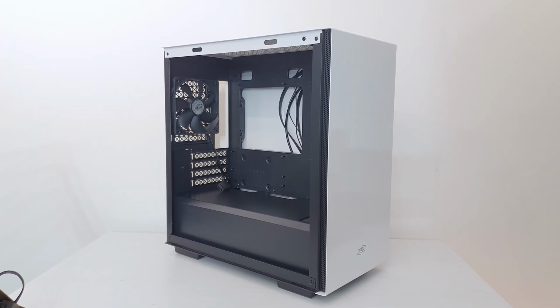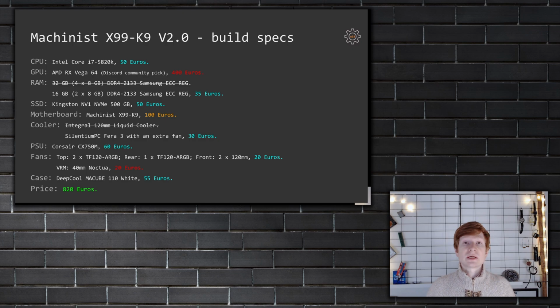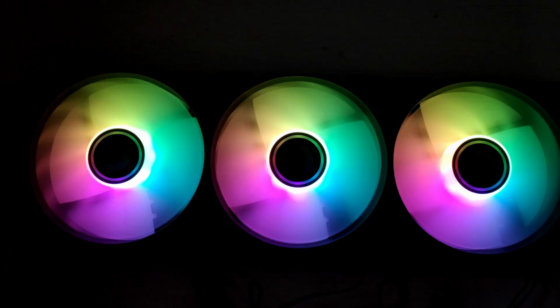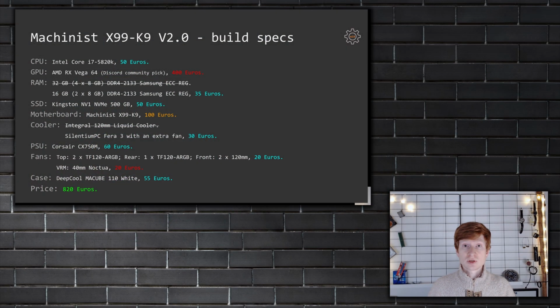Why did I decide to go for the white chassis? Well, obviously because Machinist X99K9 is white and I wanted to have a white themed build. To complete the build, I added 3 RGB fans that I received from China, together with that all-in-one liquid cooler and a 40mm Noctua fan to cool down the VRM.